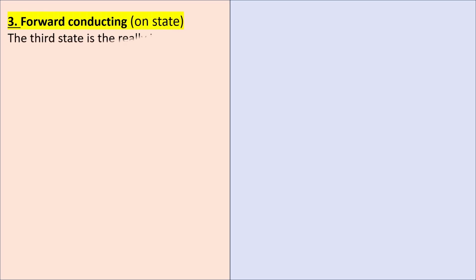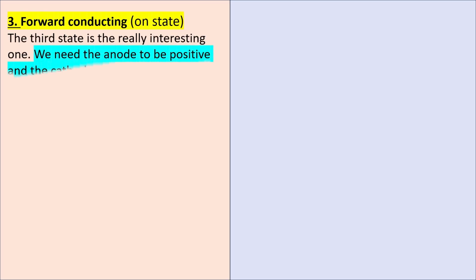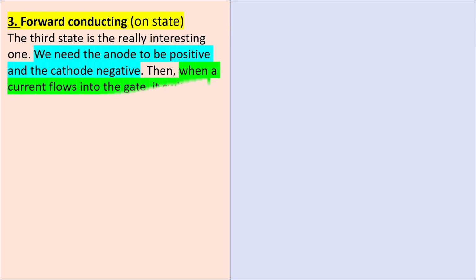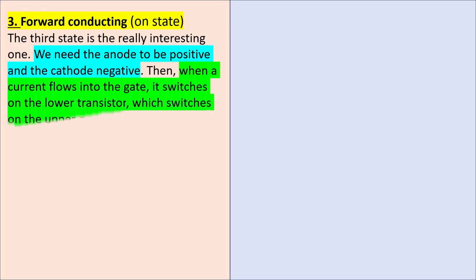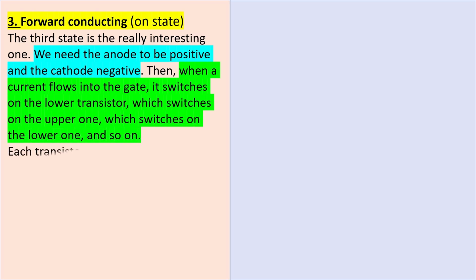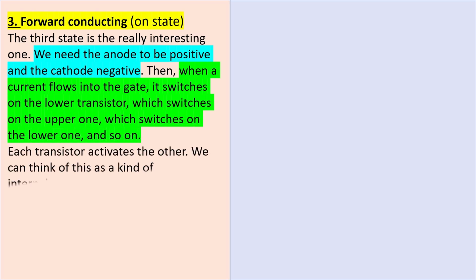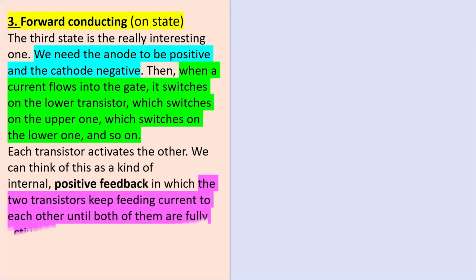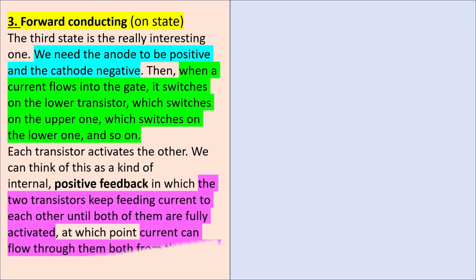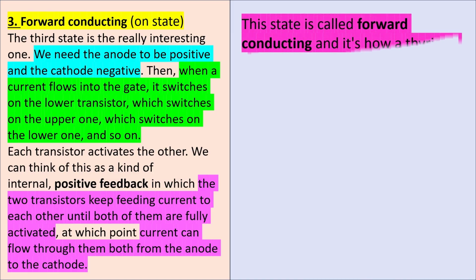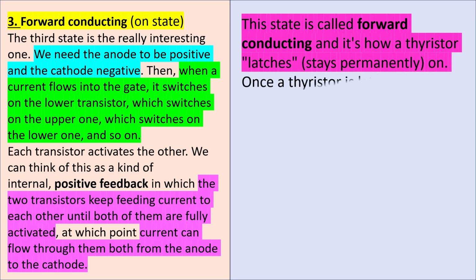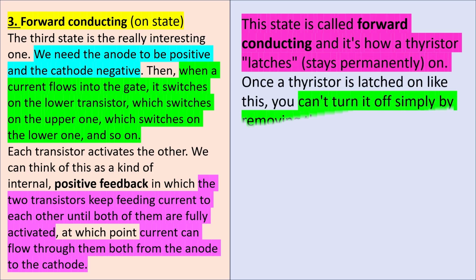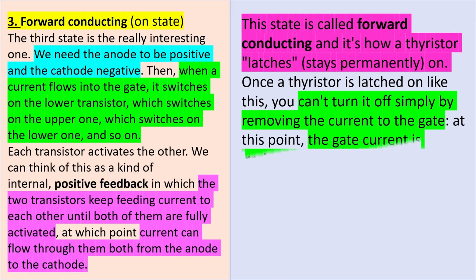Forward conducting, on state. The third state is the really interesting one. We need the anode to be positive and the cathode negative. Then, when a current flows into the gate, it switches on the lower transistor, which switches on the upper one, which switches on the lower one, and so on. Each transistor activates the other. We can think of this as a kind of internal positive feedback in which the two transistors keep feeding current to each other until both of them are fully activated, at which point current can flow through them both from the anode to the cathode.